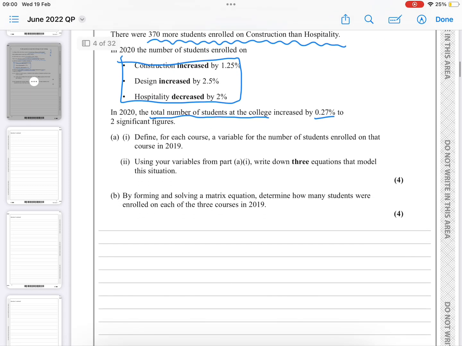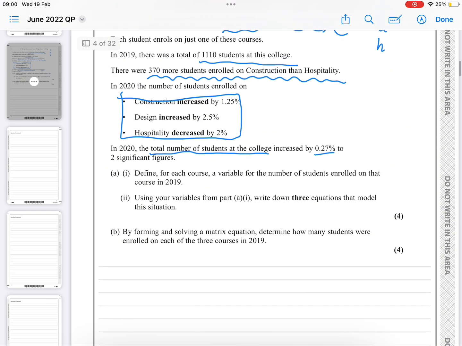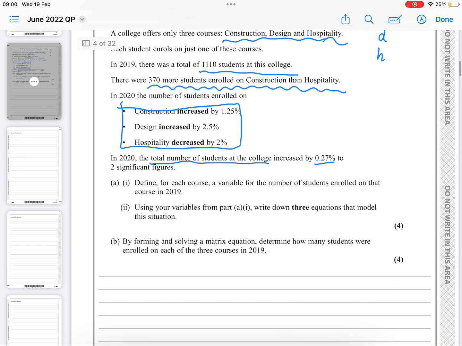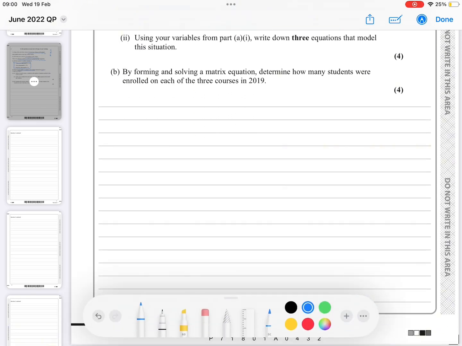So, initially we've been told that there were 1,110 students at the college. So our first equation is C plus D plus H equals 1,110. And technically we should also write down what they stand for. So C stands for construction and so on.